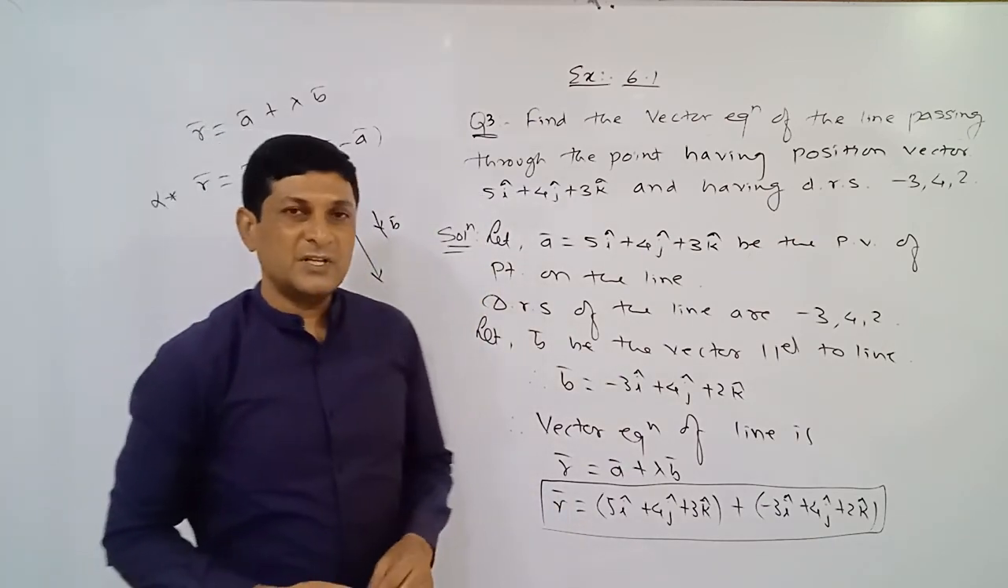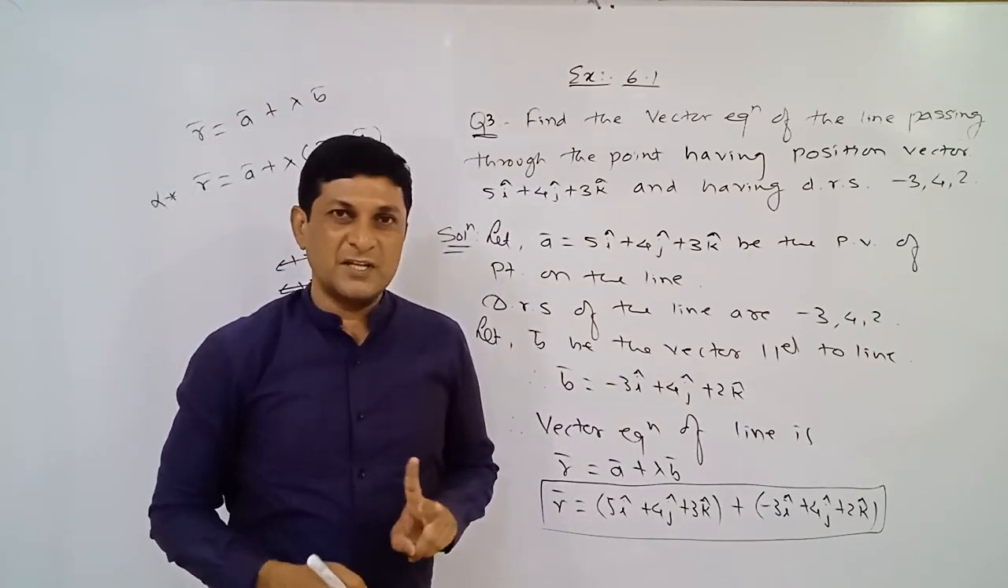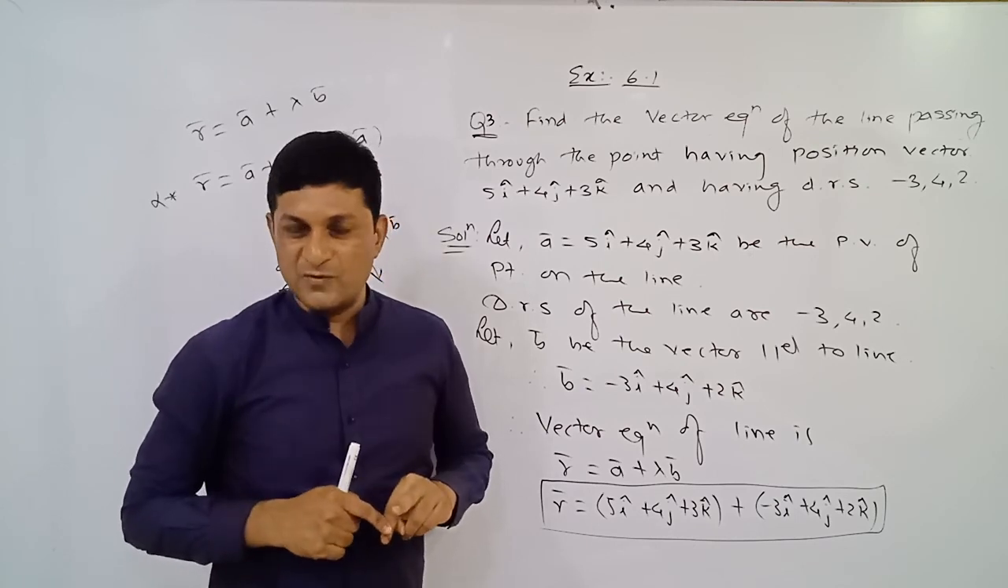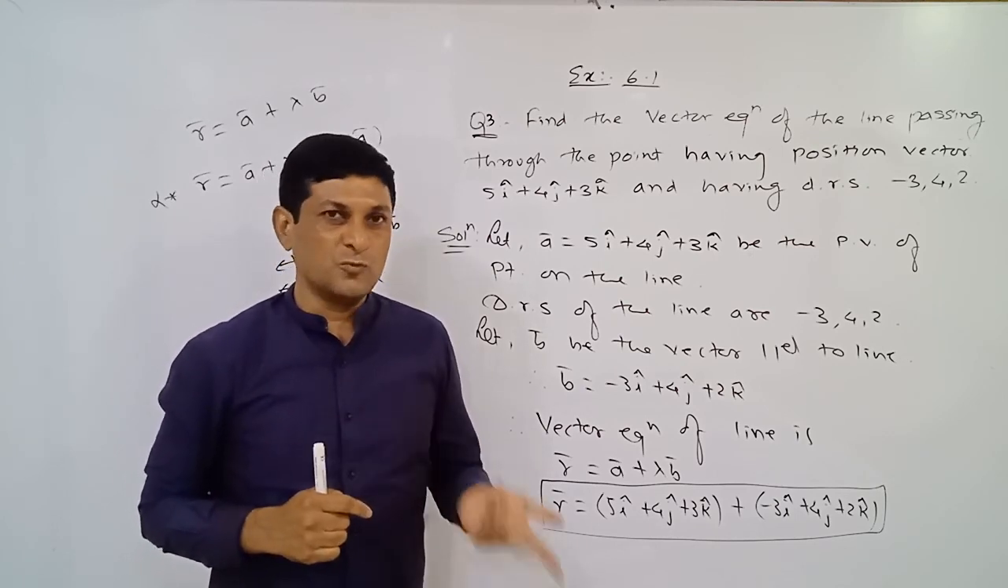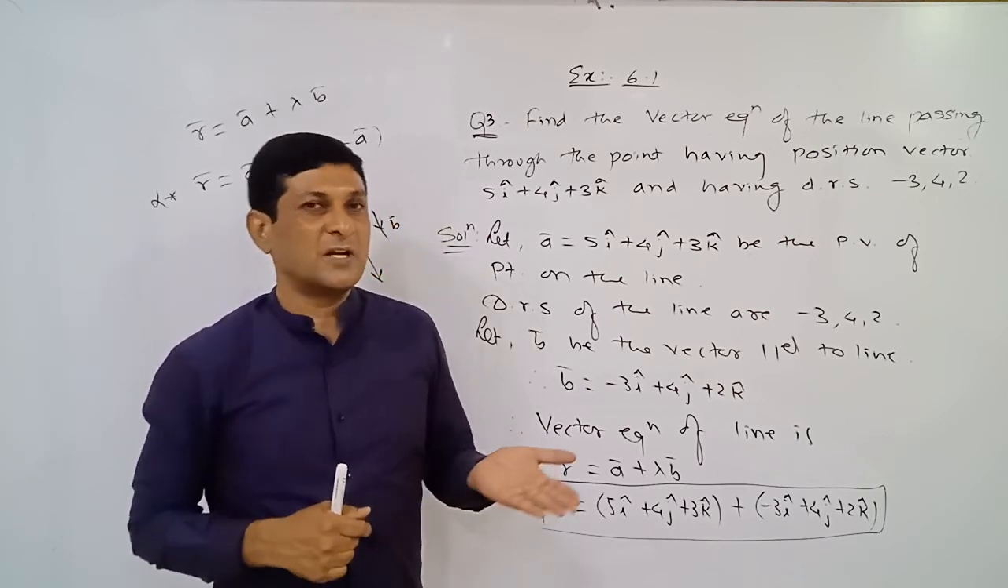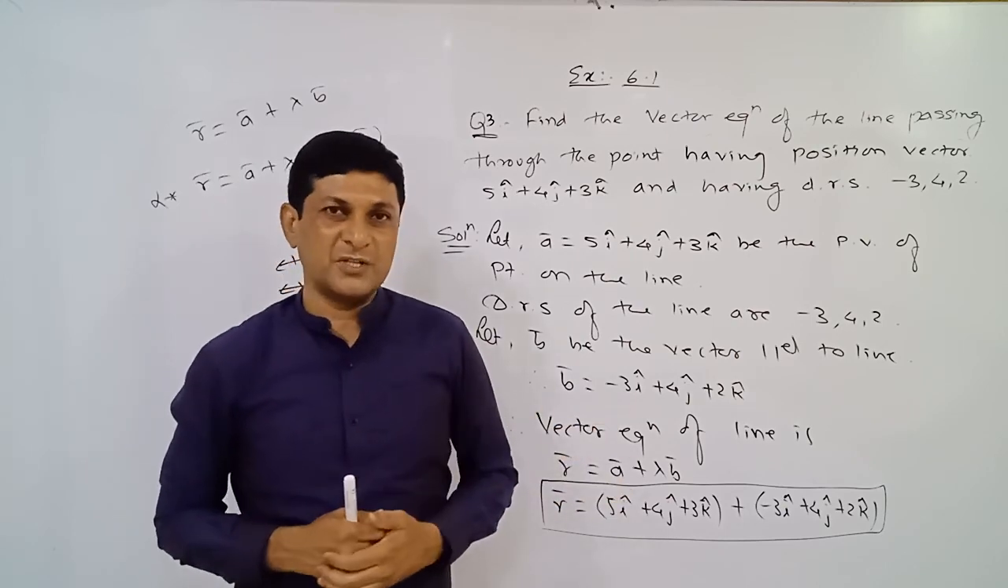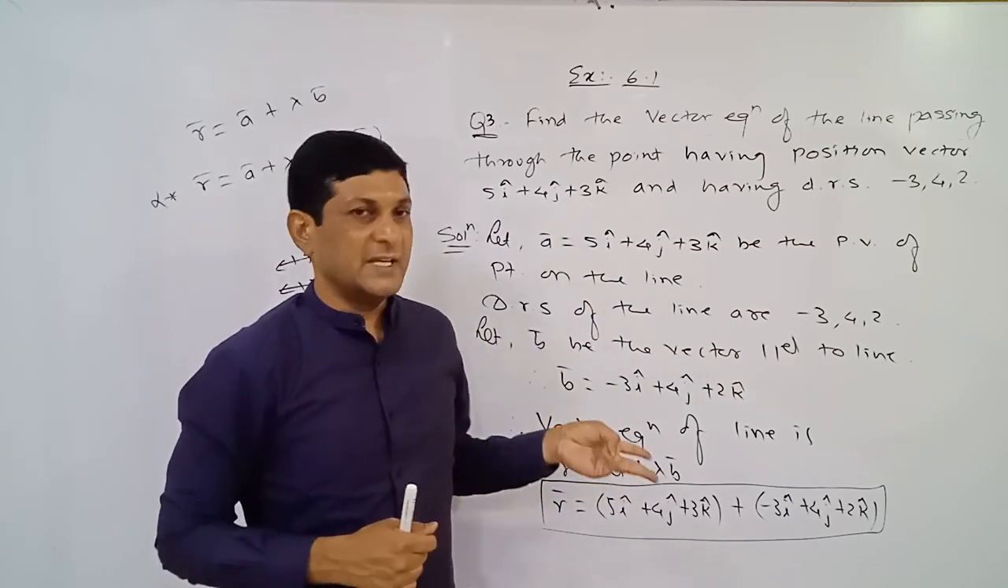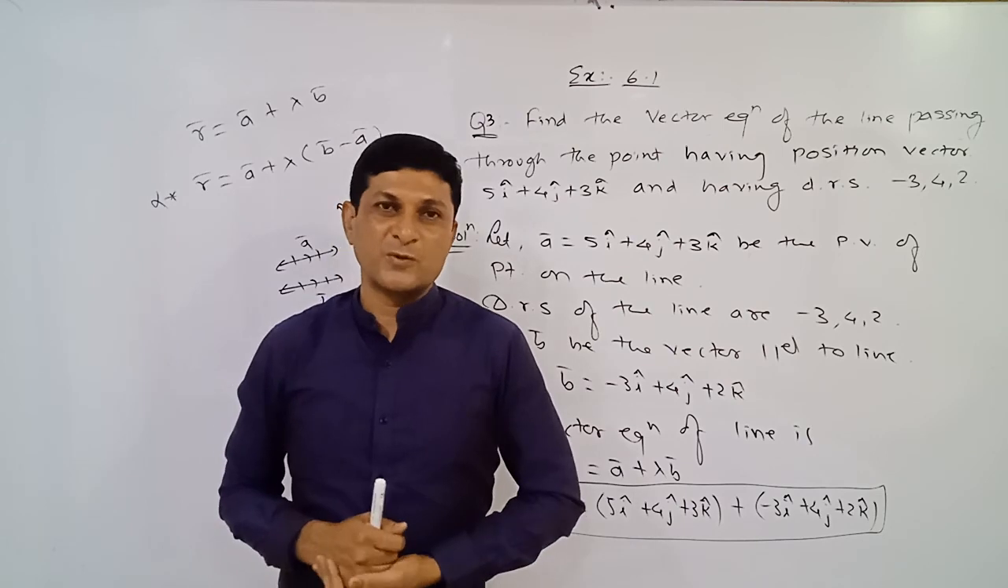So in this video we have discussed two important theorems. The first theorem is to find the vector equation of a line passing through two points. In the second theorem we converted the same equation into Cartesian form, and we have solved the first three examples. The remaining examples we will solve in the next video.